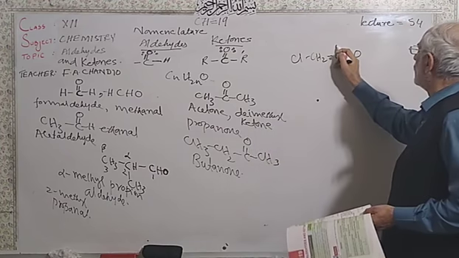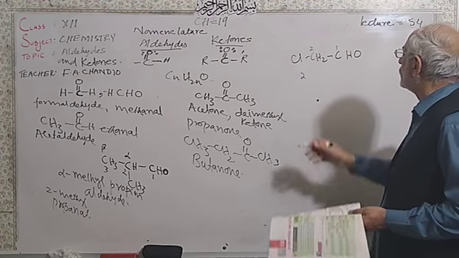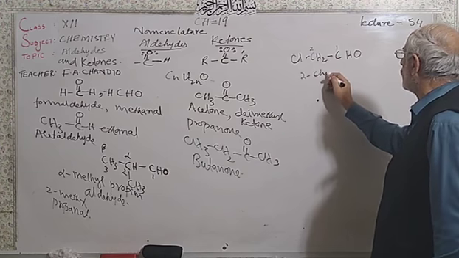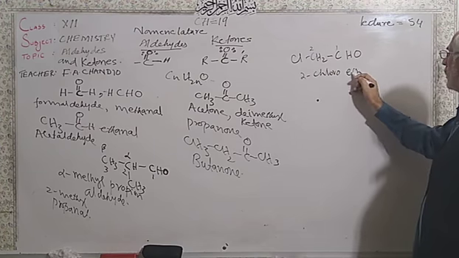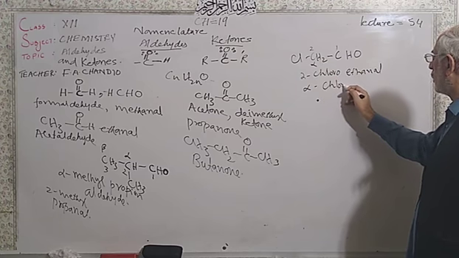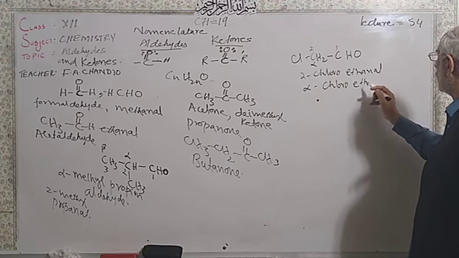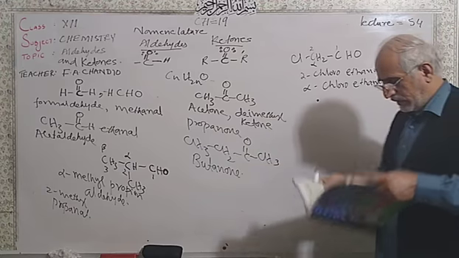Like this. This is 2-chloroethanal, or this is the alpha. So alpha chloro ethanal, or chloroethylaldehyde.